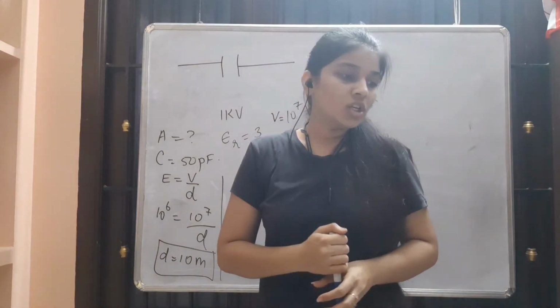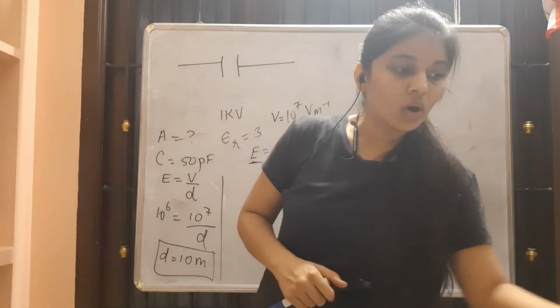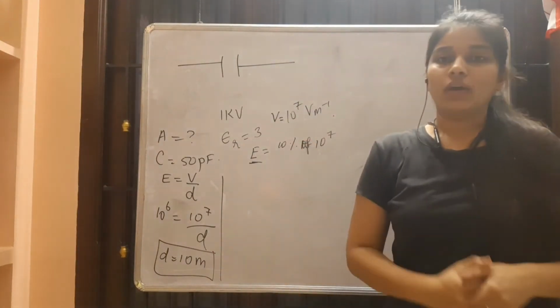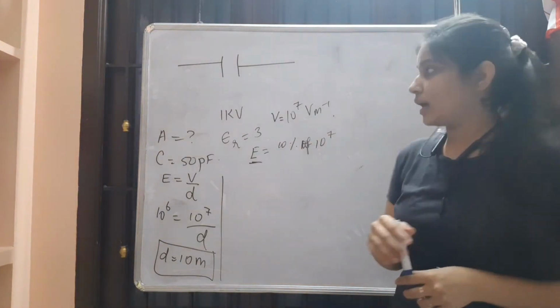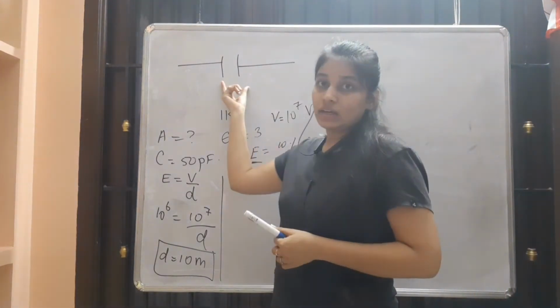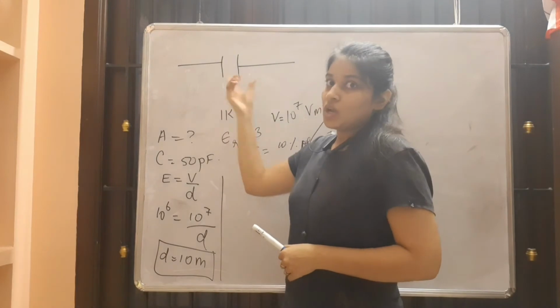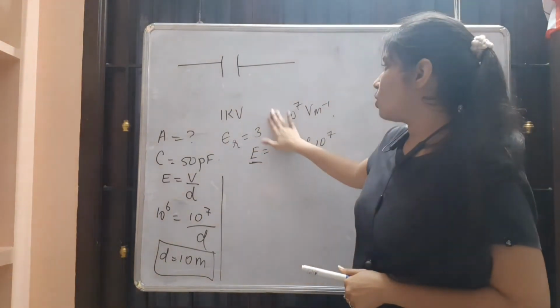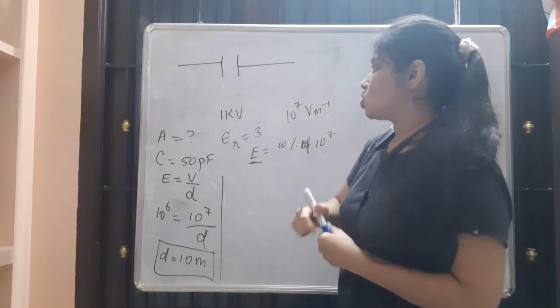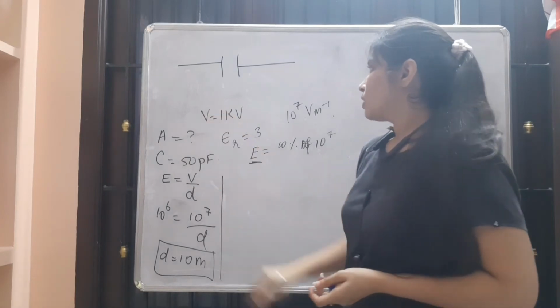Yes, so question number 2.32 is homework. So 2.33 we have to start. The question says you have to design a parallel plate capacitor which is having a potential of 1 kilovolt.